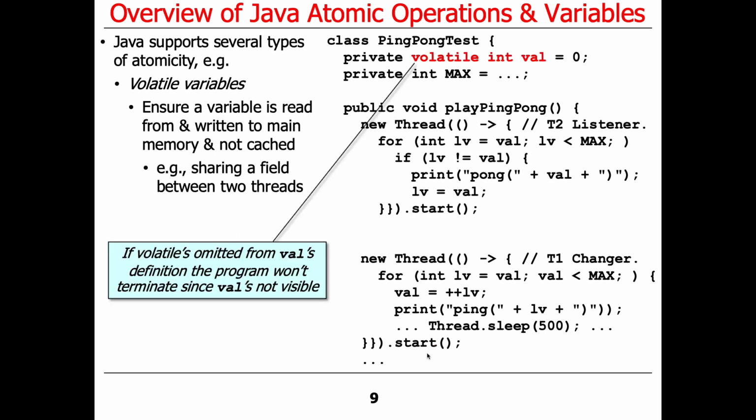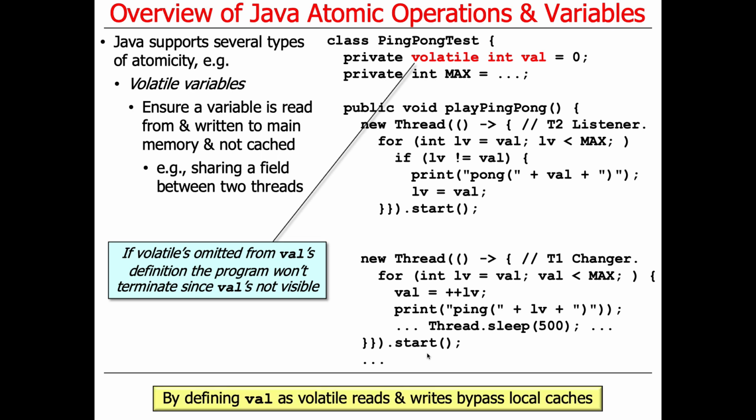So if you take a look here, you can see that we define the variable field val as volatile, which is what's known as a type qualifier. I'll talk more about that in a second. And if you omit the volatile keyword, then this program won't work properly because the visibility of val from one thread to the next will not propagate atomically or in a timely way. So let's take a look and see how this all works.